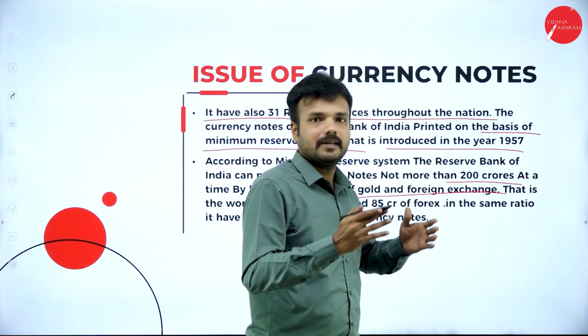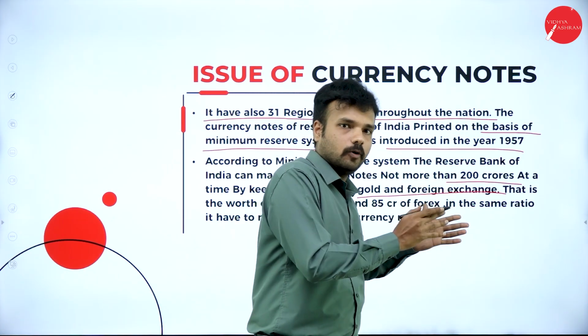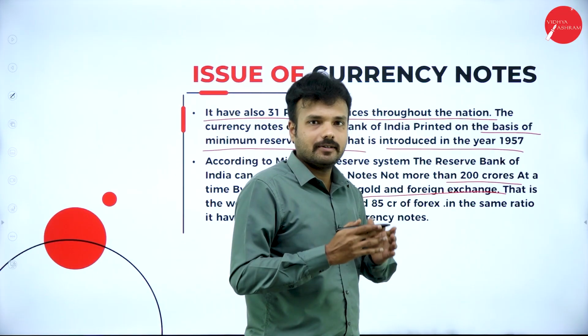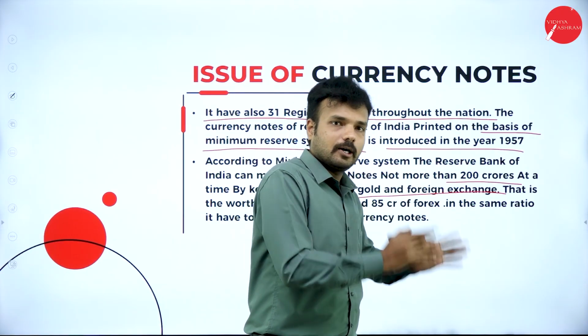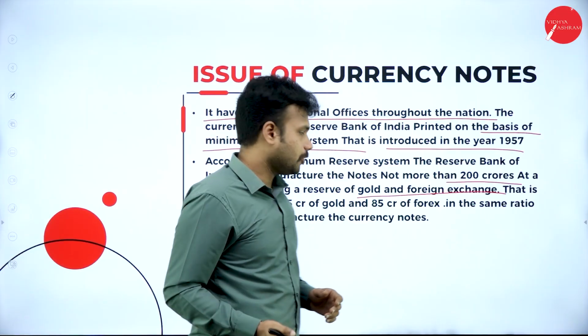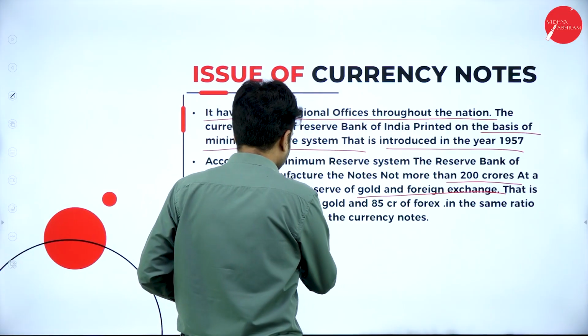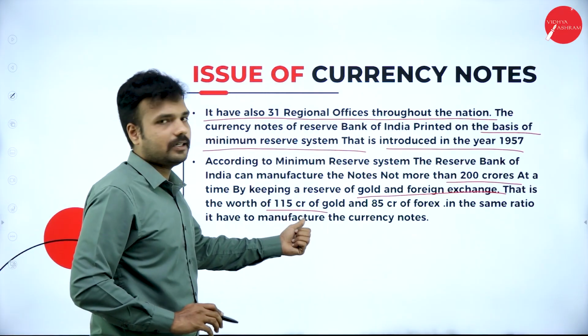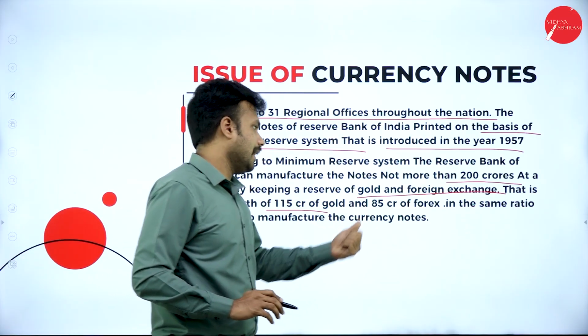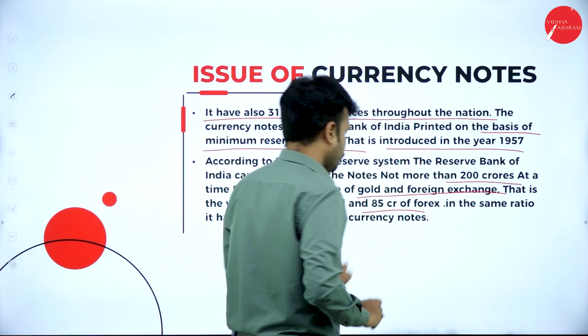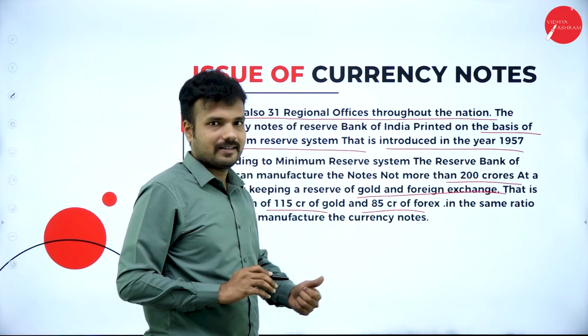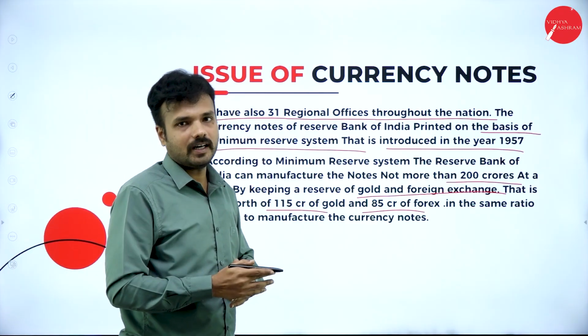What is it going to keep? It is an asset. It may be gold or forex. So it is going to keep it in the form of gold and forex. There is a proportion for gold and forex. So it is going to keep 115 crore worth of gold as a reserve and 85 crore worth of foreign exchange as a reserve to maintain the stability of our economy.